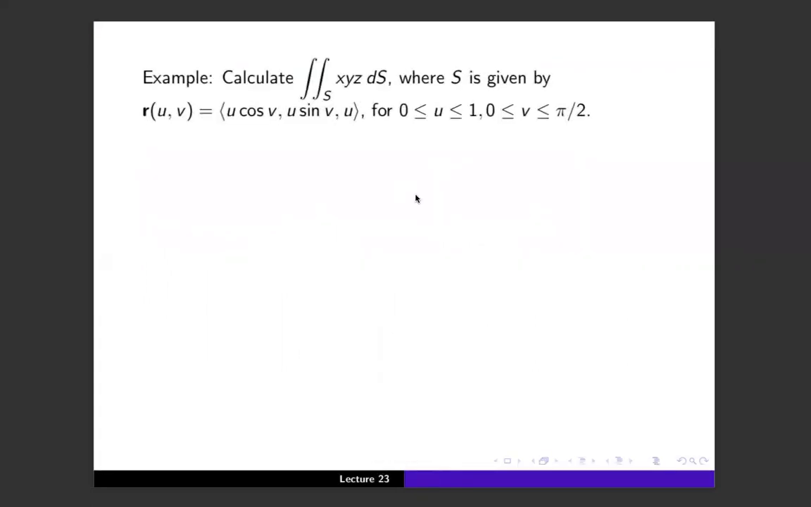So let's do an example of this. Let's calculate the surface integral of xyz dS, and S is the surface that's parameterized by (u cosine v, u sine v, v). This is what's known as a helicoid. It's sort of like a gigantic spiral ramp for u going between 0 and 1, and v going from 0 to pi over 2. So let's do this.